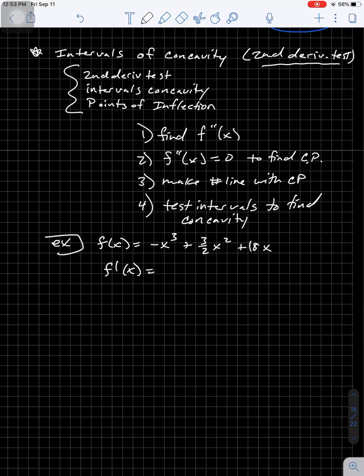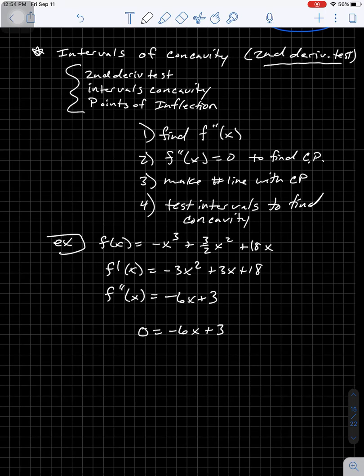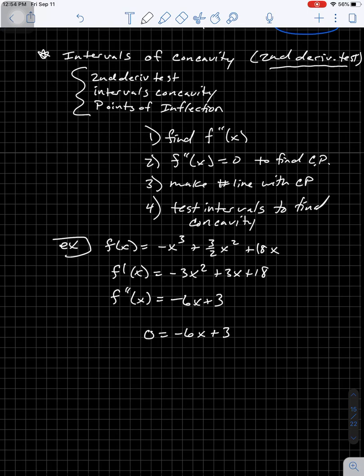So let's do the first step. F prime of x is negative 3x squared plus 3x plus 18. And then my second derivative is going to be negative 6x plus 3. Okay, I'm going to set that equal to 0 to figure out my critical points. So I get x equals 1/2. Oh, I said 1/2. I hand wrote 1/3.